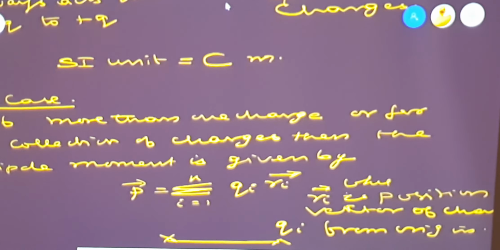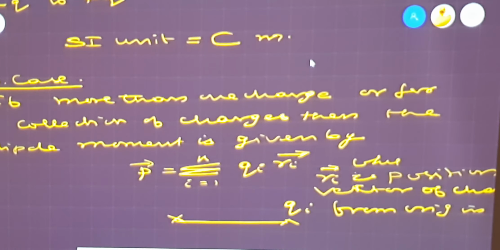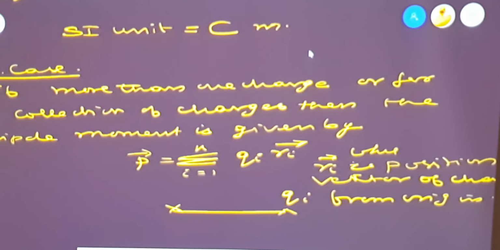And let us consider a special case. If you are having more than one charge, or a collection of charges, how can you determine the dipole moment? Then the dipole moment is given by the formula P vector is equal to sigma of Qi Ri vector, where i varies from 1 to n. And Ri is nothing but the position vector of the charge Qi from the origin.